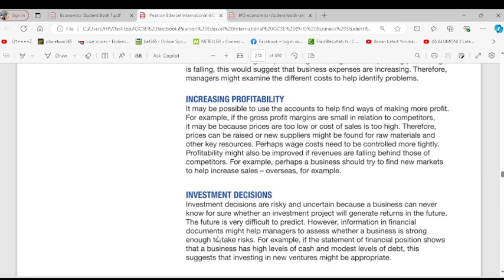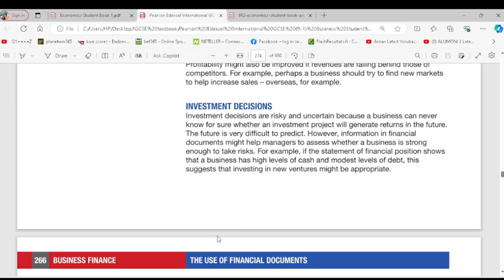Increasing profitability. It will be possible to use the accounts to help find ways of making more profit. Managers make decisions about how to make more profit, and this can be done through the statement of comprehensive income. To make more profit, maybe they need to increase the prices of their products, or they need to find cheaper suppliers. Are you with me, please?